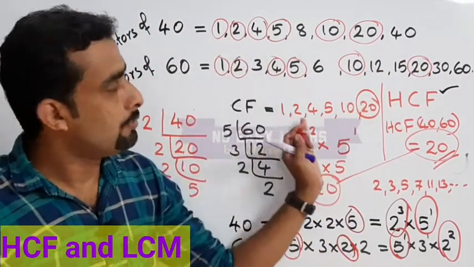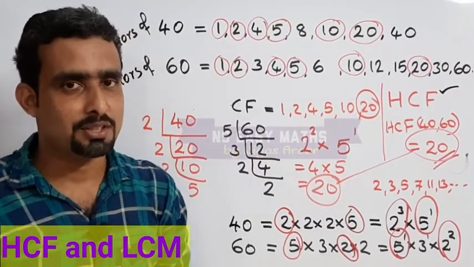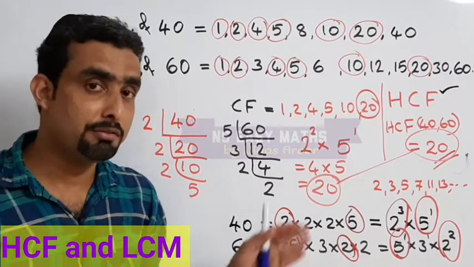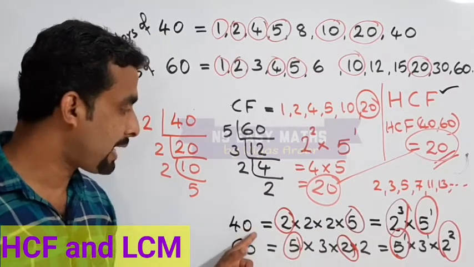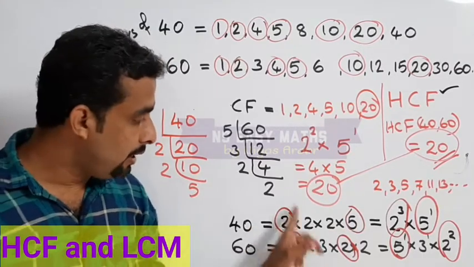We write the factors, then take the common factors and take the highest common factor. It is by using the method of prime factorization. How can we find the HCF? At first write the prime factors of 40, then the prime factors of 60 and take the common.